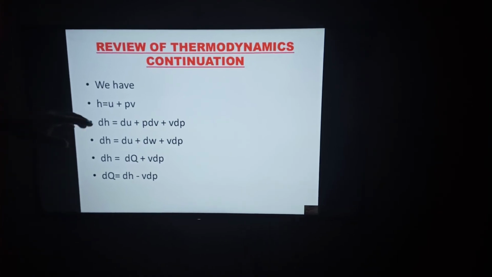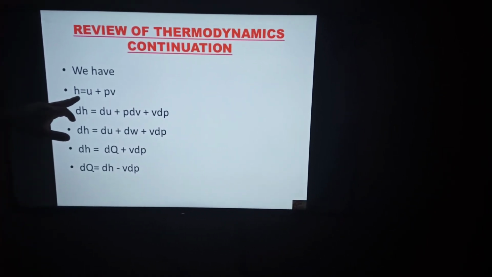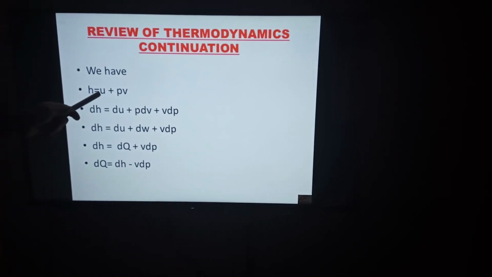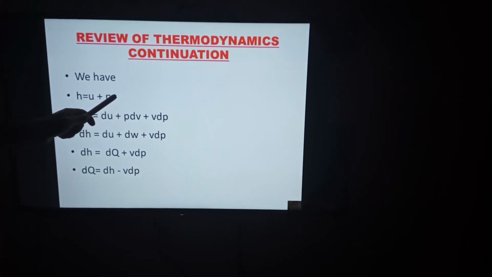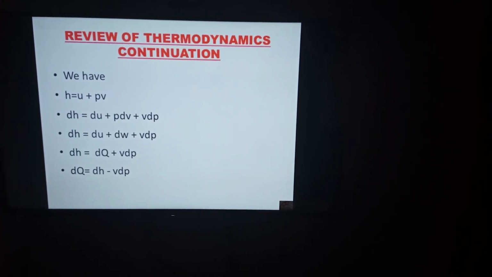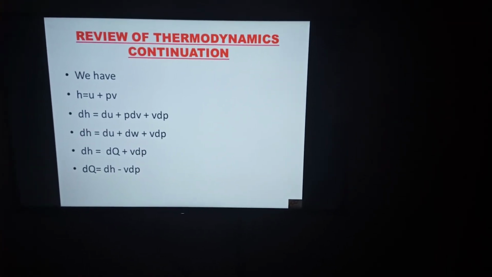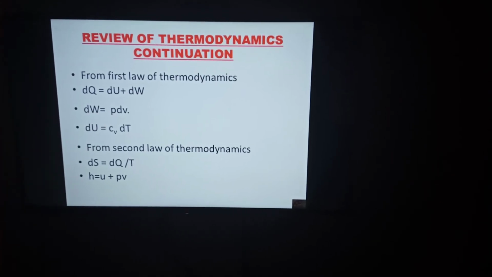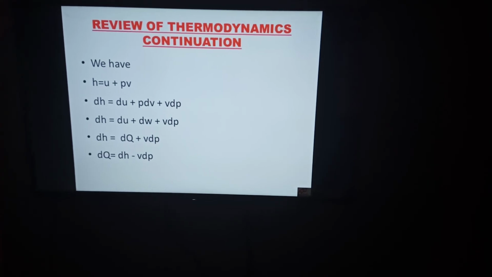Now, you know this formula, H is equal to U plus PV. You just differentiate that formula. dH is equal to dU plus, applying the product rule, first function into derivative of second function plus second function into derivative of first function, so you have dU plus PdV plus VdP. So what is PdV for a closed system? It is dW. So you can replace this PdV as dW.